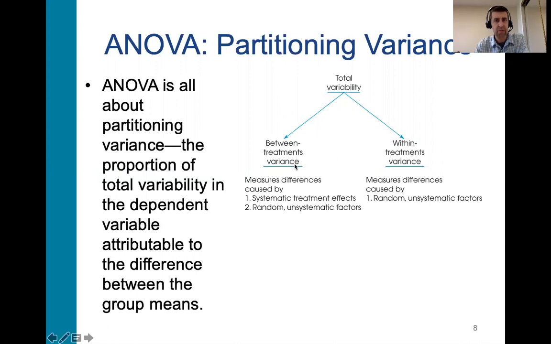So the between treatment variance and the within treatment variance both can be caused by one of the same things, which is random unsystematic factors, or sampling error is another way to think about it, but factors that are not attributed to the group.